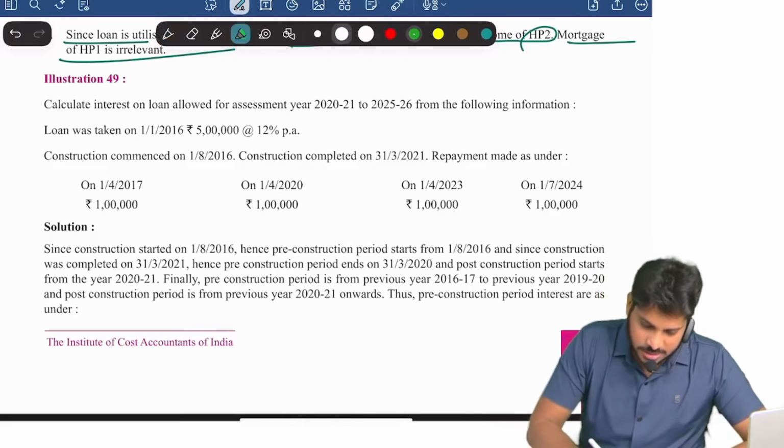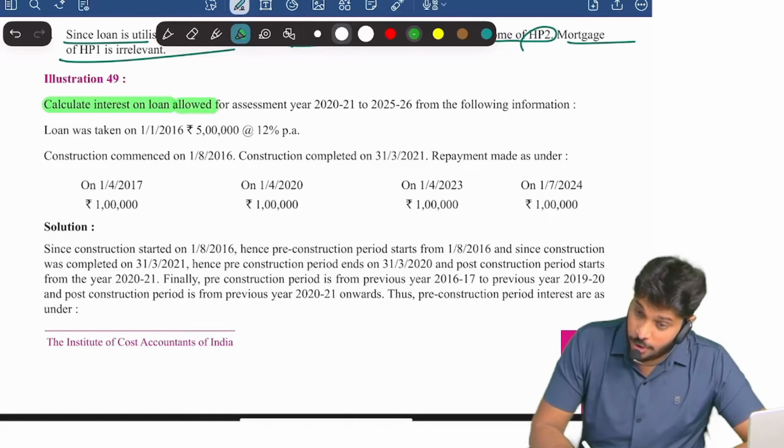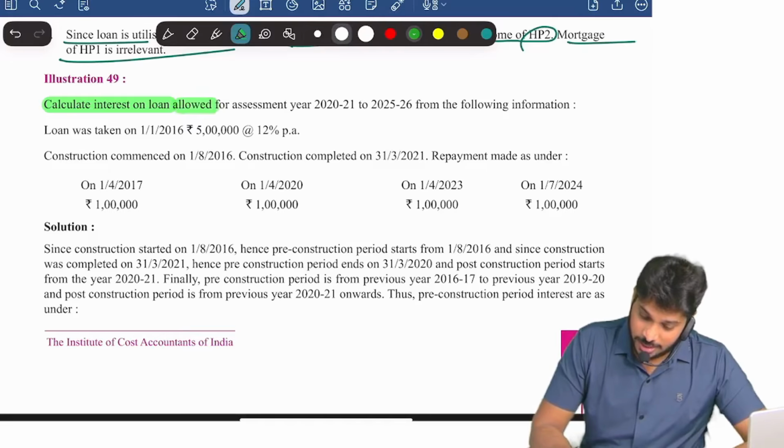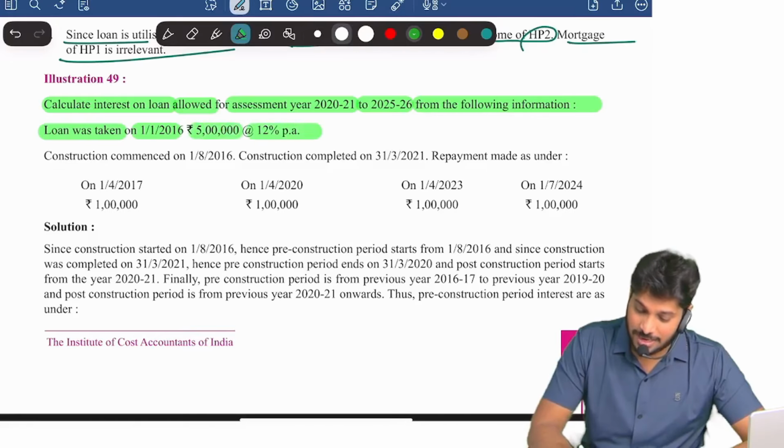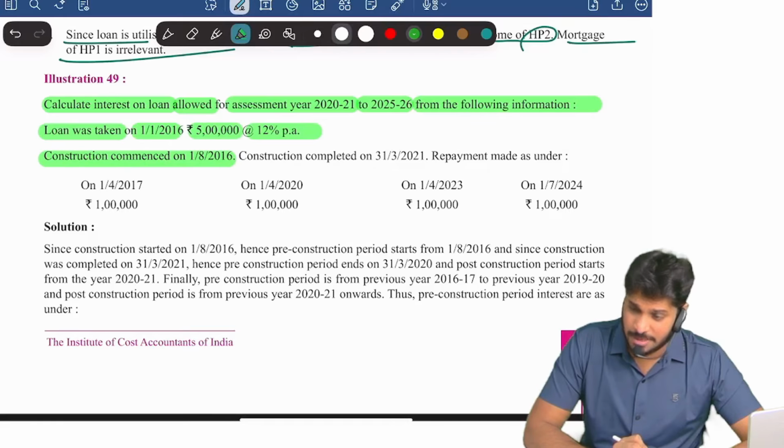Okay. Next, calculate interest on loan allowed for assessment year 2025-26, from the following information. Loan was taken on 1st January 2016, 5 lakh rupees at 12%. Construction commenced. When it started commencement, we don't bother. We only want loan borrowal date.